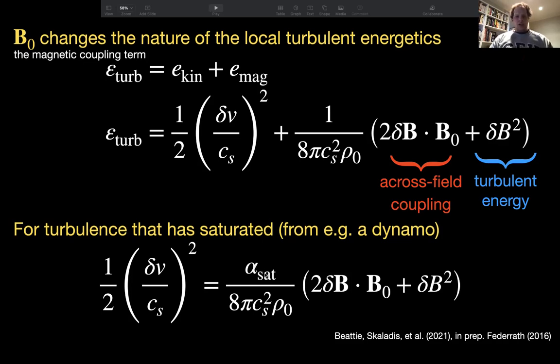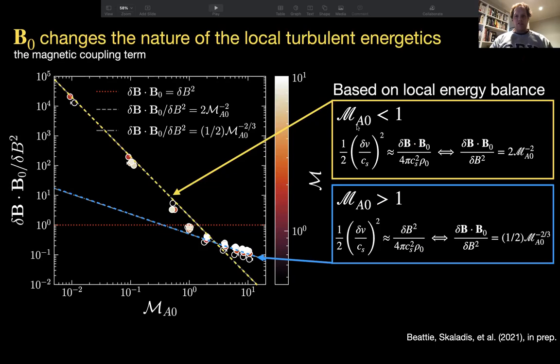Okay, and then you can ask yourself which one of these terms actually matters the most for different regimes. And essentially for the subalfvenic regime, so for Mach alpha naught less than 1, you're going to get a balance between the kinetic energies and this cross term here. And this leads to, if you're saying that all the turbulent energies are moving to this cross term, this equation for the delta B dot B naught over delta B squared relation. So this is a balance between which one of those terms matters the most, the delta B dot B naught or the delta B squared term, and it is equal to 2 over the Mach alpha naught squared. And you can see from our data here that this actually looks really good.